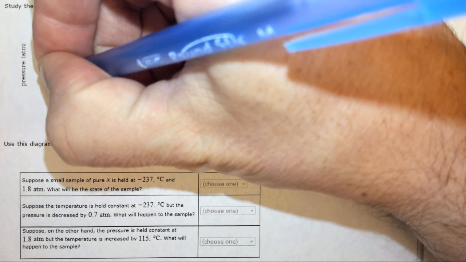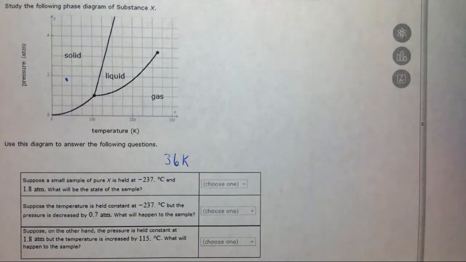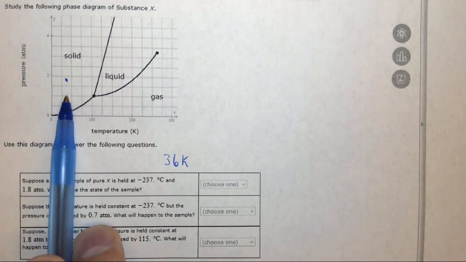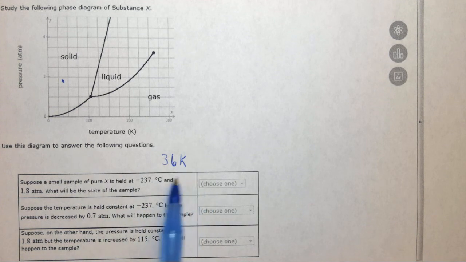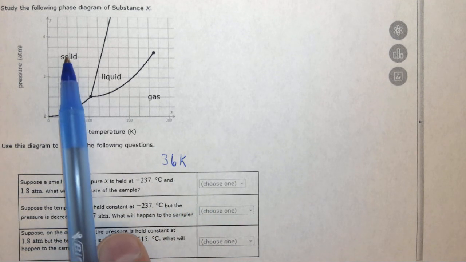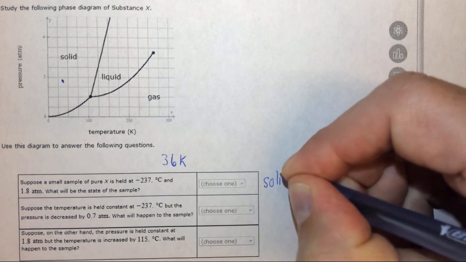1.8 atmospheres is about here, 36 Kelvin, and it's right about between the middle of these two lines. So we have where the blue dot is, this is the temperature and the pressure that we're looking at. And we're asked for the state. Well, that's a pretty easy question. Once you find the temperature and pressure, this is clearly a solid.